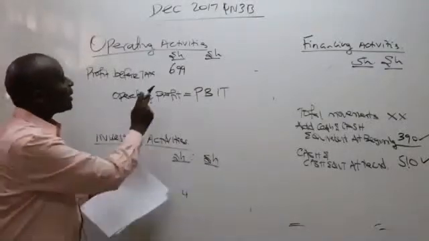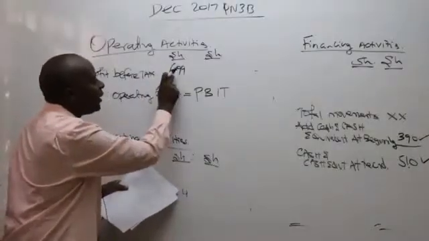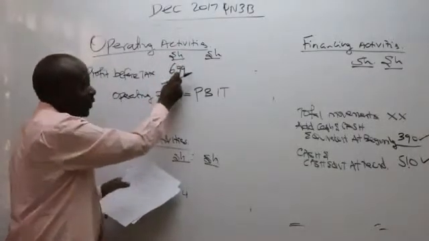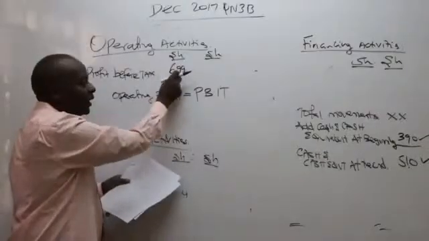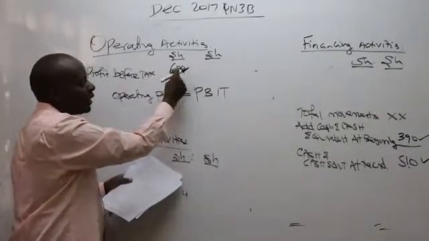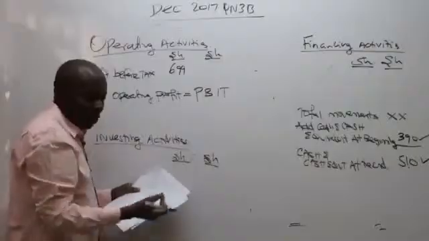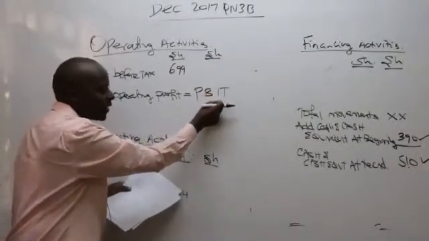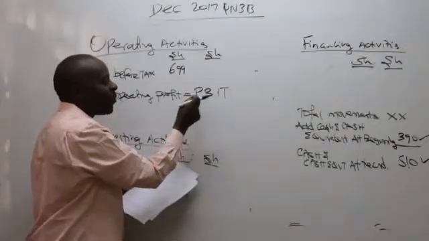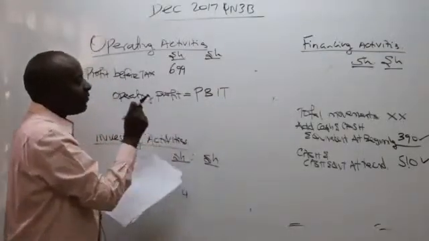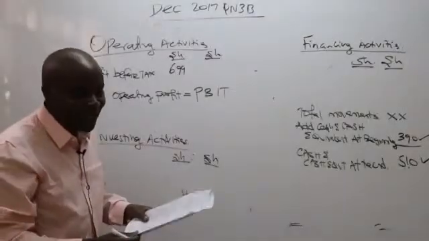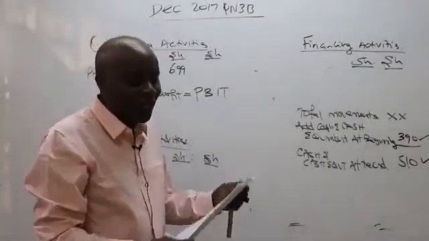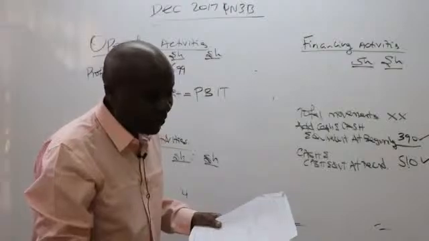So meaning that to get this figure, these guys of course must have subtracted the interest. So what we need to do very fast is to add back the interest. We must always begin from the profit before interest and tax. So are you able to see the interest charge for the year? Is there somebody who is able to see the interest charge for the year? Wanasema ni 450, isn't it?